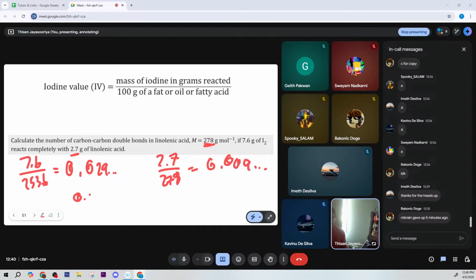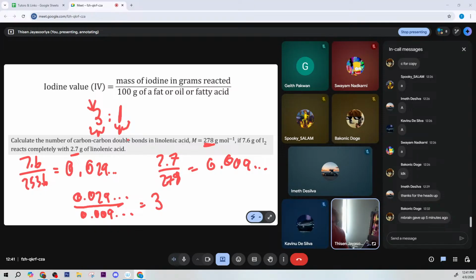So we're going to do 0.029... divided by 0.009... And if we do that, we should get approximately 3, which means there's a 3-to-1 ratio. There's 3 iodines for 1 linolenic acid, which means that there are 3 carbon-carbon double bonds in 1 linolenic acid.